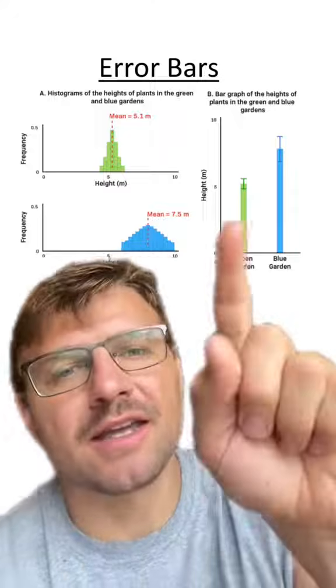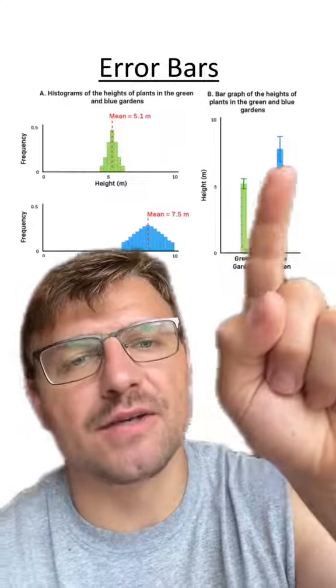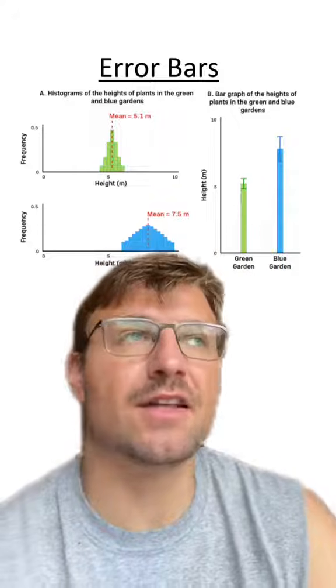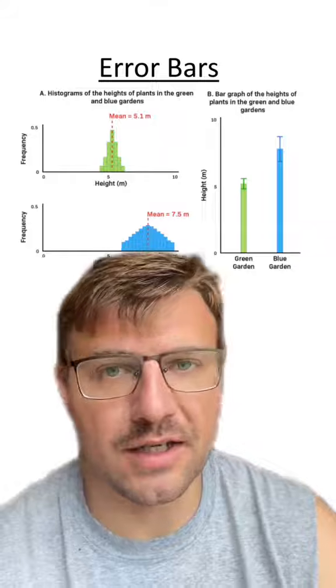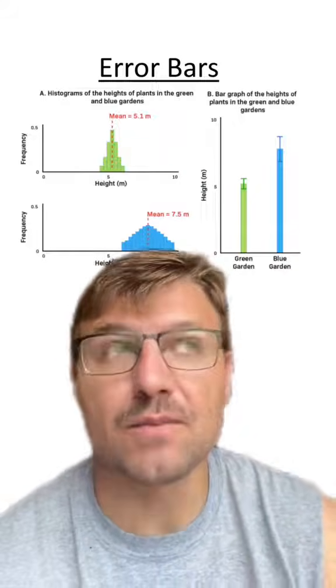And correspondingly, the error bars for the green data set are smaller than the blue data set. Typically, when there is more variation in a data set, the larger the error bars are going to be. And conversely, when there is less variation, typically we see smaller error bars.